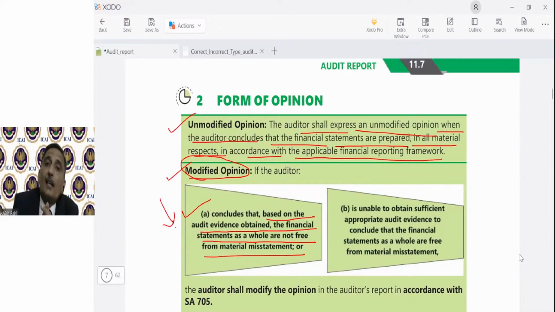So audit evidence is the key thing. Unless he has audit evidence in hand, he cannot arrive at the conclusion that financial statements contain material misstatements. However, if he has obtained audit evidence and concludes that financial statements are not free from material misstatements as a whole, then he shall express a modified opinion.